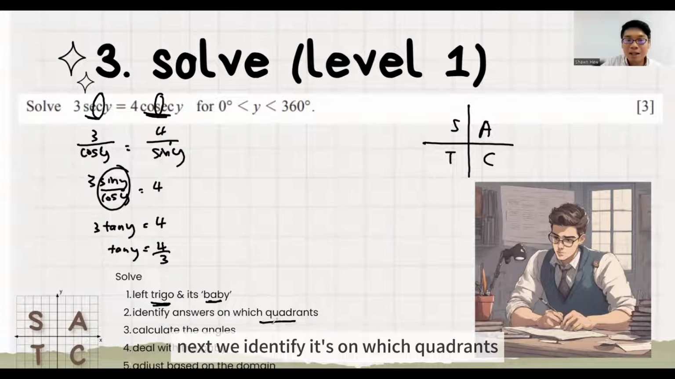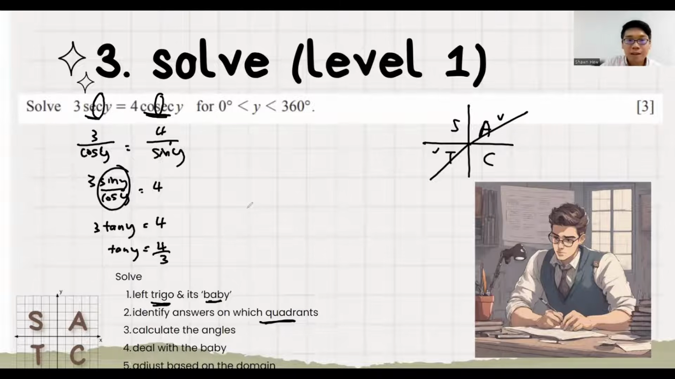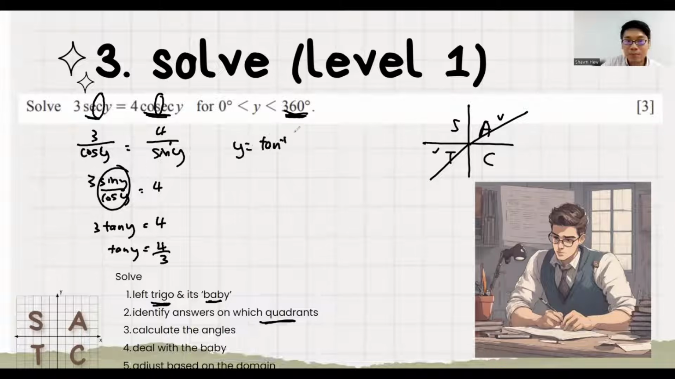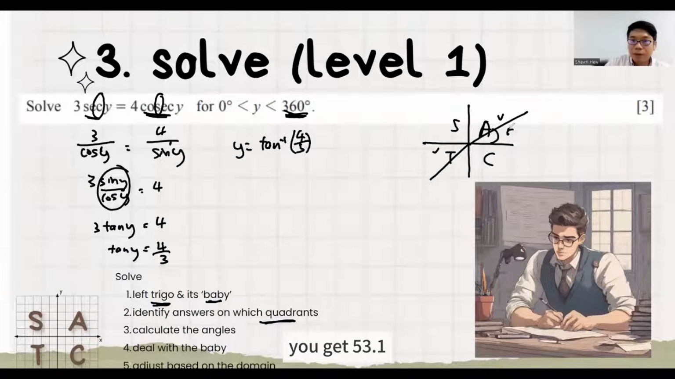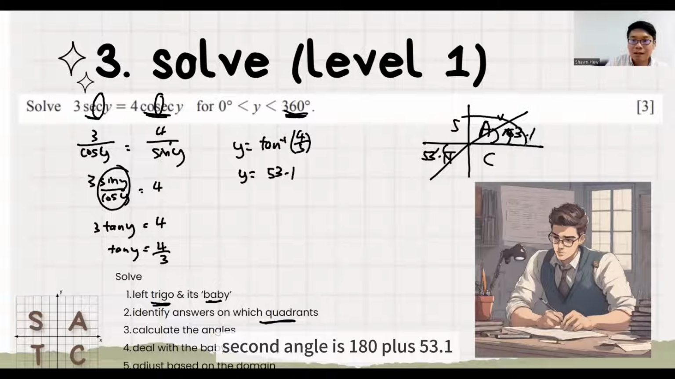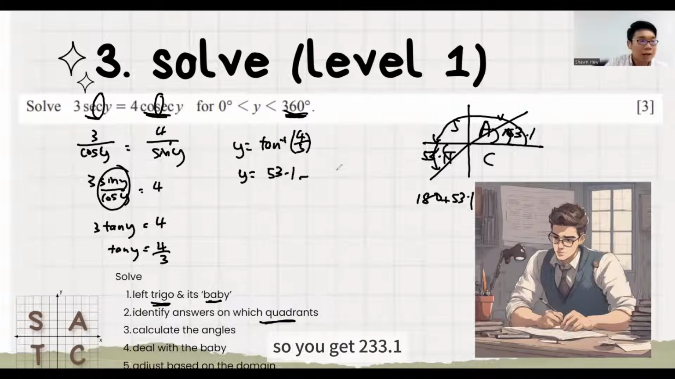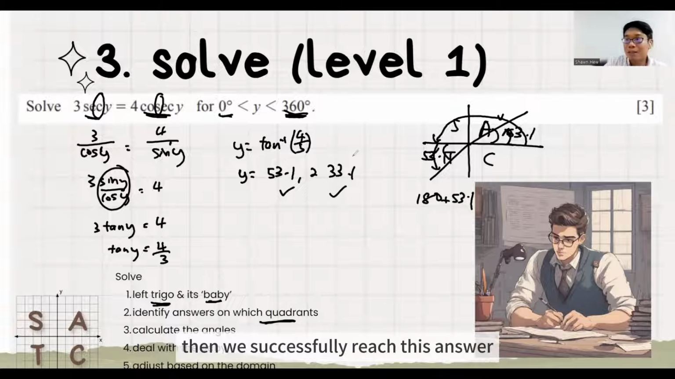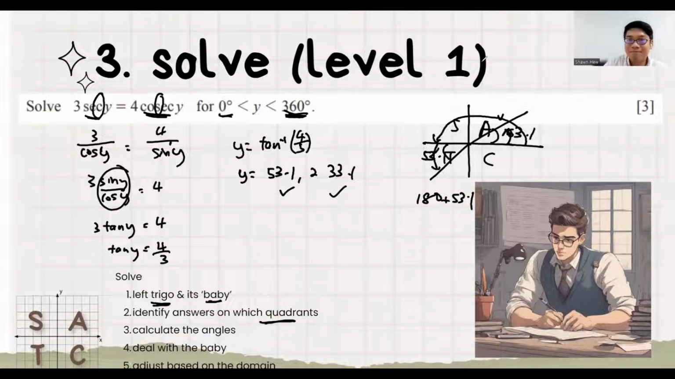Next, we identify which quadrants. Tangent is positive, means here and here. Then this is in degrees. Make sure your calculator is in degree mode. You get 53.1. My answer is 53.1. The second angle is 180 plus 53.1. So you get 233.1. Both answers fulfill 0 to 360. Then we have successfully reached this answer.